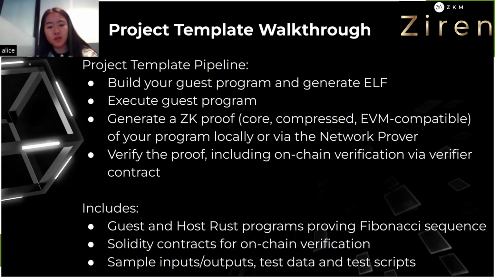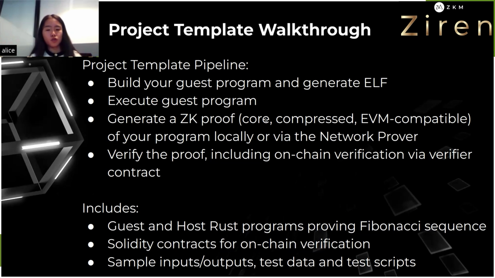And you can, of course, change the contents in the host and guest programs to fit your use case. Instead of just the Fibonacci example, we'll be sticking with that example for this walkthrough. And the overall pipeline is as follows. First step is to build your guest program to generate the ELF. The ELF is the executable that the program is compiled to, that the ZKVM will use to generate a proof for. And after you build your guest program, there's a couple of options you can go through next.